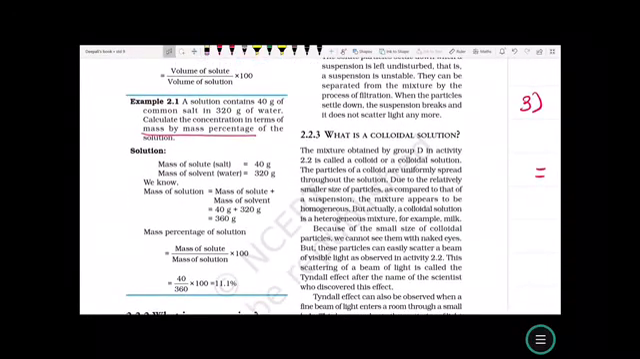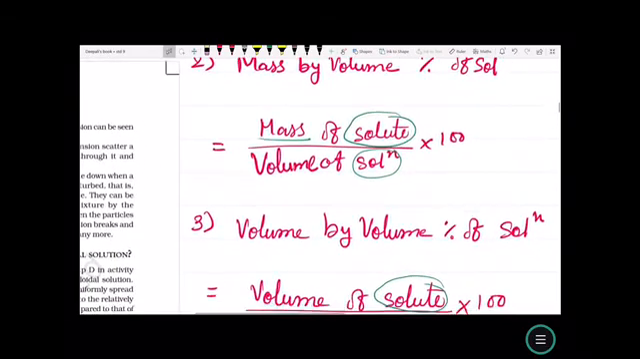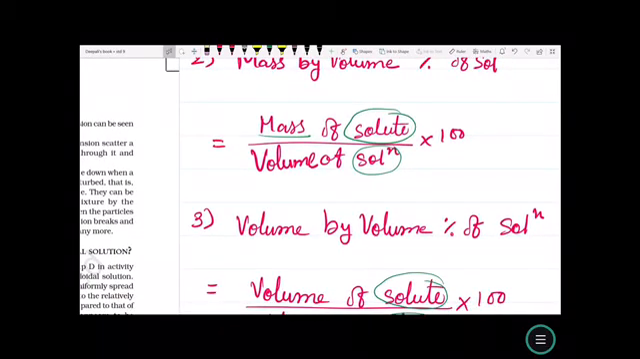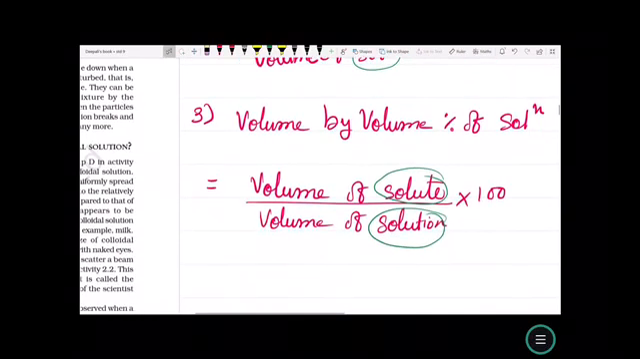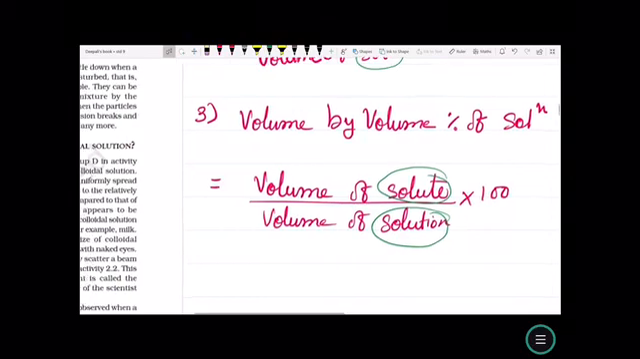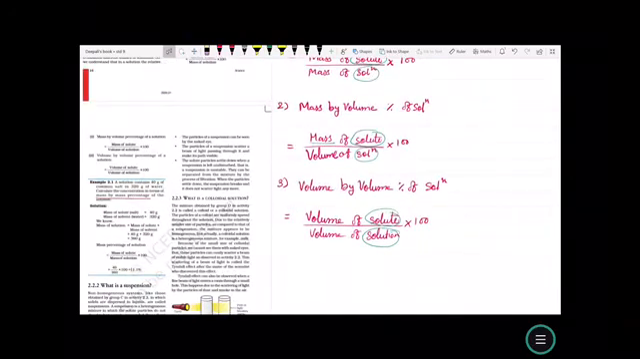Isn't it simple now? So you just have to see whether it is given in grams or in ml. If ml, then it is volume; if grams, then it is mass. And mass by mass, always mass of solute upon mass of solution into 100. Mass by volume, mass of solute upon volume of solution into 100. Volume by volume, so volume of solute upon volume of solution into 100. Isn't it simple?